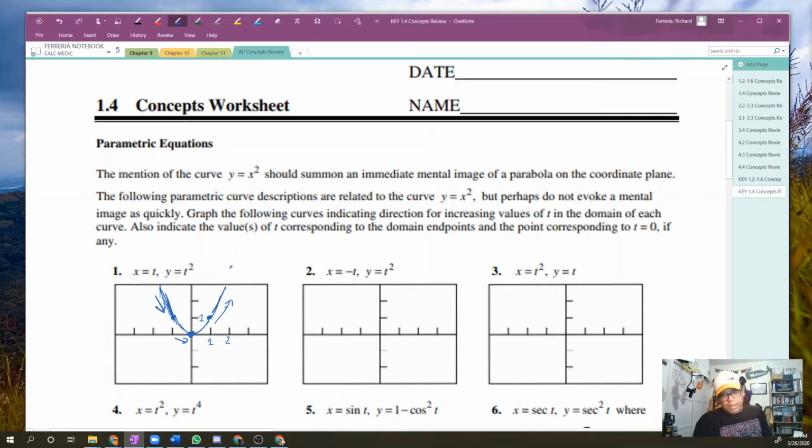Remember, when t is negative infinity, x is also negative infinity. And as t increases, x also increases. So there is our first one. These are a challenge, aren't they?